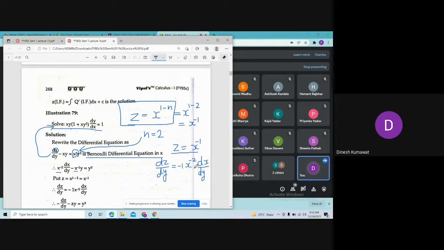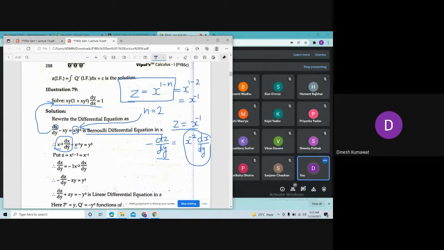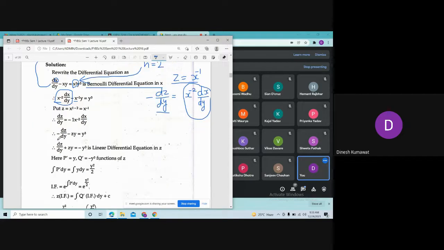So now what will we do? We will replace x square into dx by dy with minus dz by dy. Okay, now I am taking this minus 1 on the left hand side. So where we have x to the power minus 2 dx by dy, we will replace it by dz by dy, minus dz by dy. So you can see over here we are having x to the power minus 2 dx by dy. So we are going to replace this term by minus dz by dy.